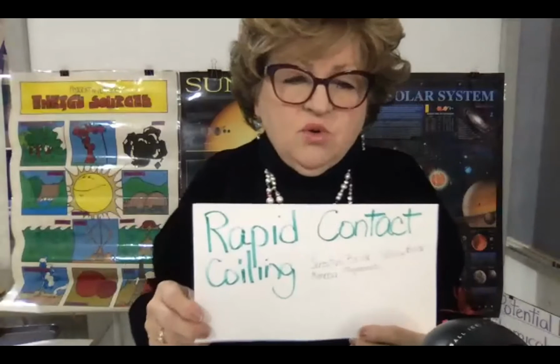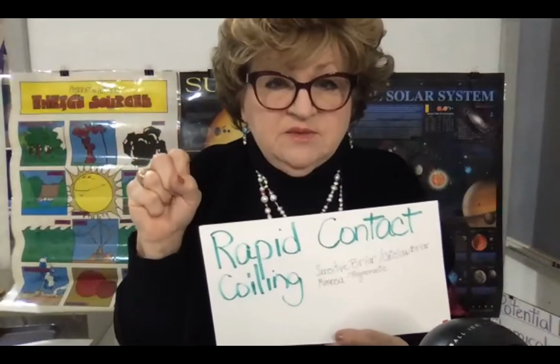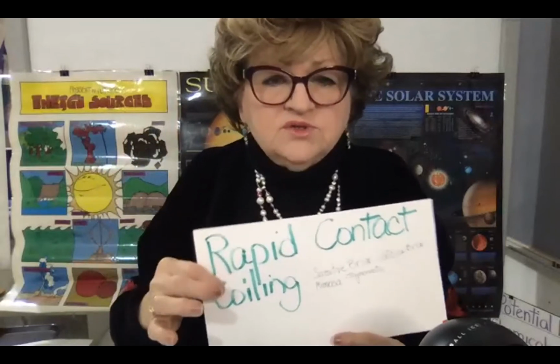And the last one we're going to talk about is rapid contact coiling. That's the kind where you touch the plant and you can visibly see the plant pull back or close up or droop. So those are the different types of thigmotropism that we have out here at our environmental center. Remember, it's a response to a stimulus, to the stimulus of touch.